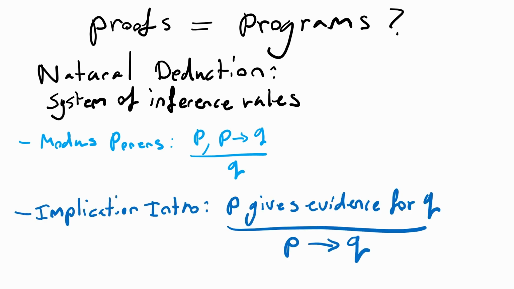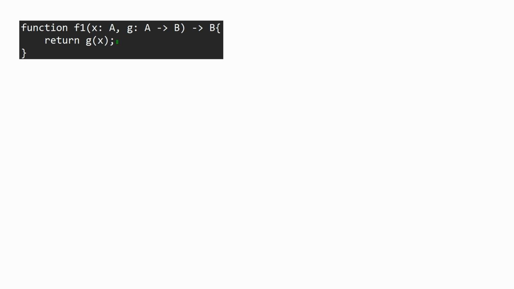Implication introduction doesn't have an easy equivalent in classical logic, but it basically says that if P provides evidence for Q, then P implies Q. Now, to see how this links proofs with programs, consider a simple program written in a made-up typed language. This function takes in two arguments. The first is a parameter, and the second is a function. It then returns the result of the function applied to the parameter.